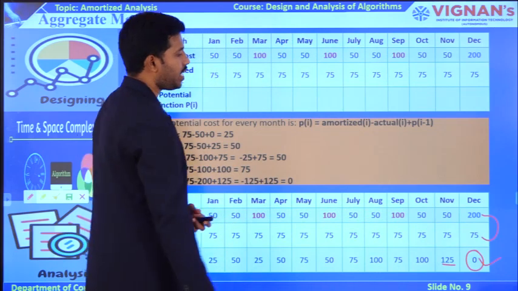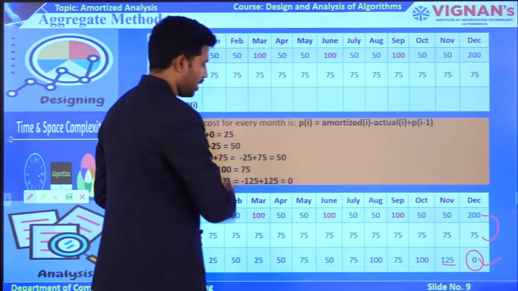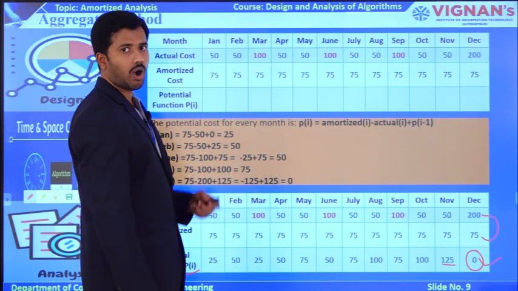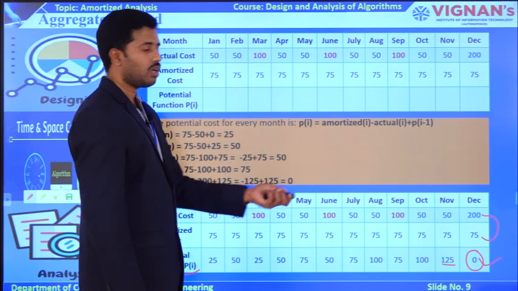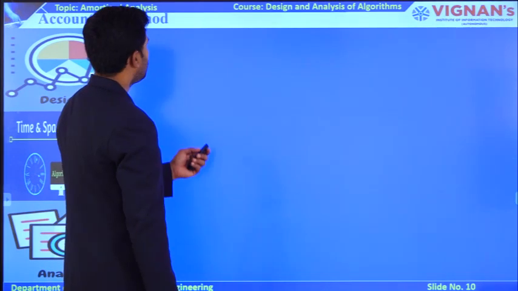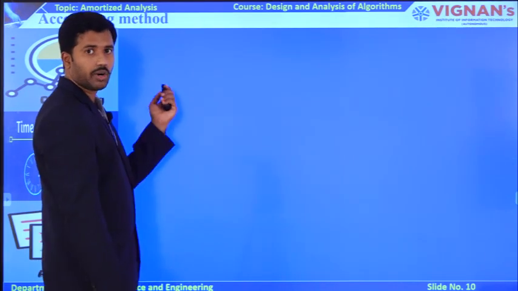If I get any negative value here, ultimately my entire analysis gets wasted. My analysis is going to be wrong. Now how do we say your analysis is correct or wrong? With the help of this potential function parameter only. So now try to focus on the next method, the accounting method.